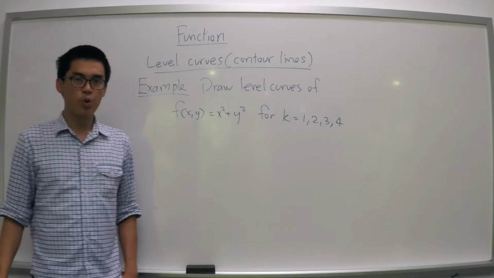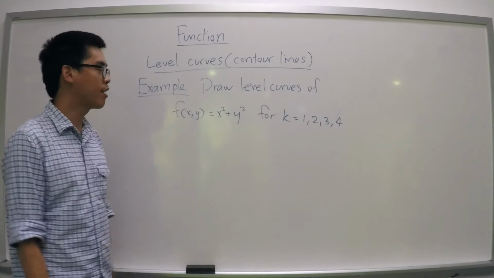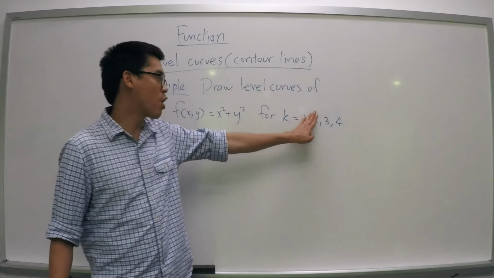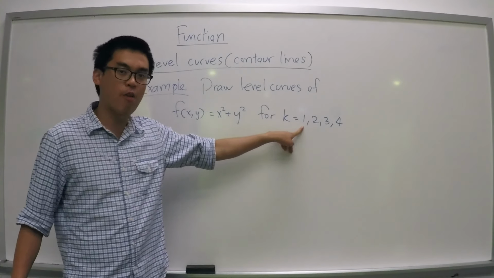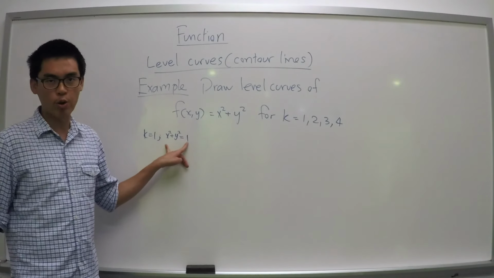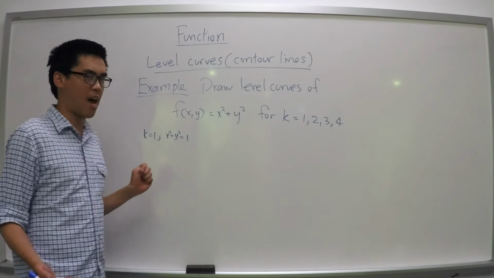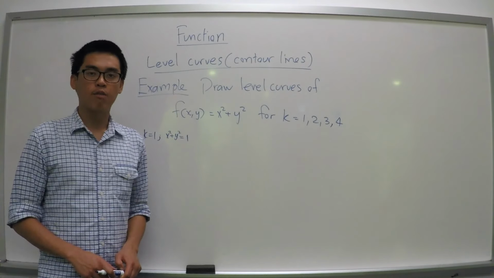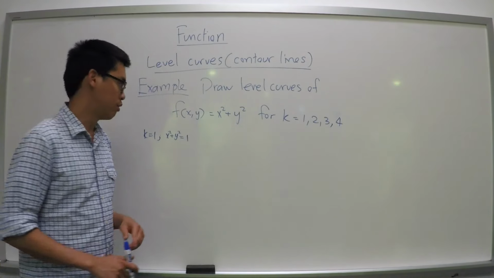Alright, so let's do level curves for these particular levels, k equal to 1, 2, 3, and 4, for the function x squared plus y squared. So what do we do? For each of these, we set the formula of the function equal to those constants, and we draw a graph. For k equal to 1, the equation will be x squared plus y squared equal to 1. Now you use knowledge from your previous math courses to draw a graph of this. As you might recall, the equation x squared plus y squared equal to r squared is the equation of a circle of radius r. In this case, it will be a unit circle.